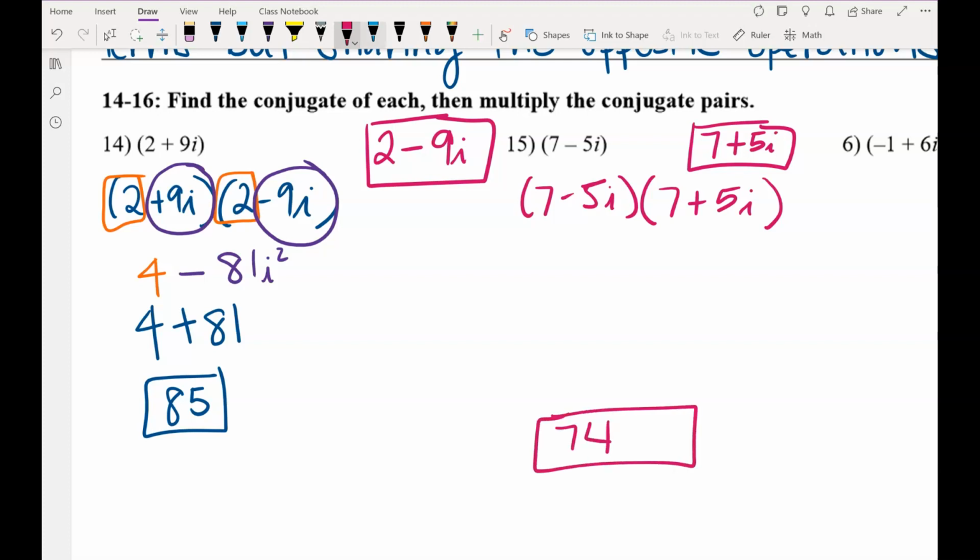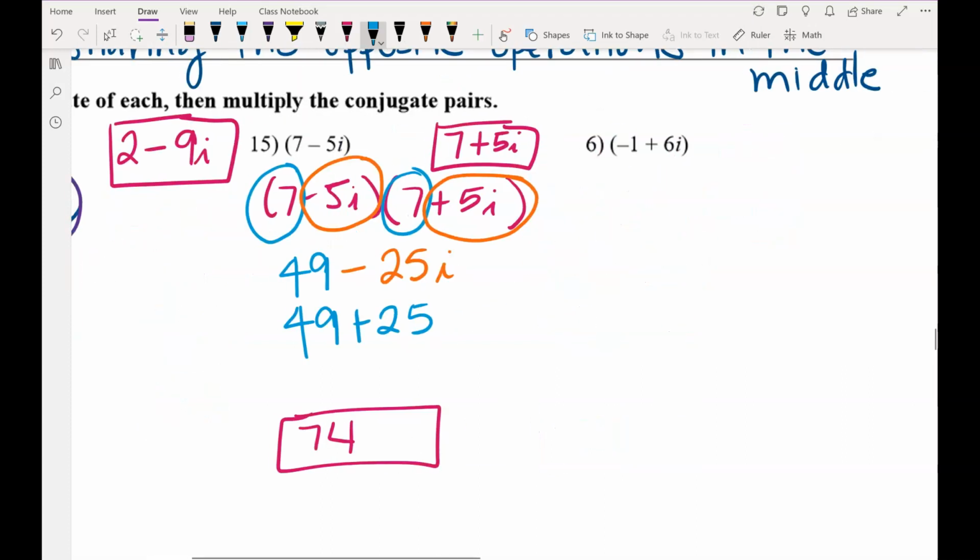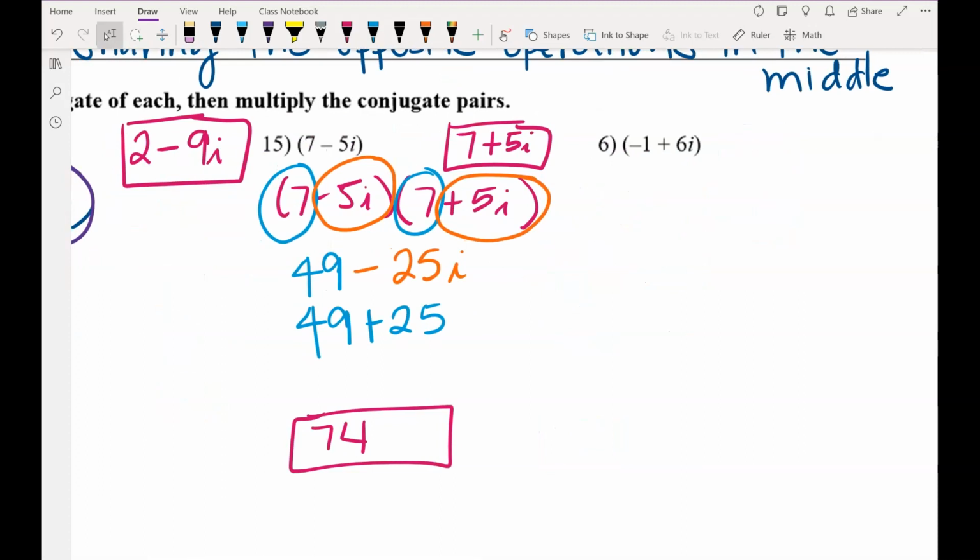Let me verify. Again, I'm just going to multiply the first two. 7 times 7 is 49. And the last two: negative 5i times a positive 5i is negative 25i squared. But can I change it straight up to positive 25? Yes. Do you guys agree with Bradley on his answer? Yes. Perfect.